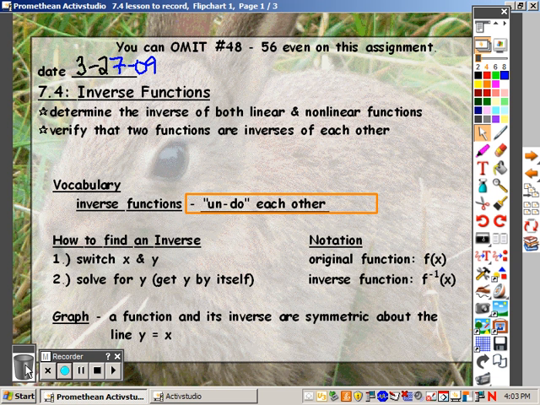All right, now about the graphs of inverses. In order to tell by looking at the graph whether or not two functions are inverses, they have to be symmetric about the line y equals x. And I'm going to show you exactly what this means. A function and its inverse are symmetric about the line y equals x. So I want you to think about what the word symmetric means. It means I can fold something in half and it's going to be the same on both sides. So I'm going to show you how that happens on the next page.